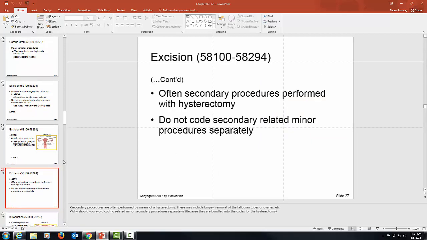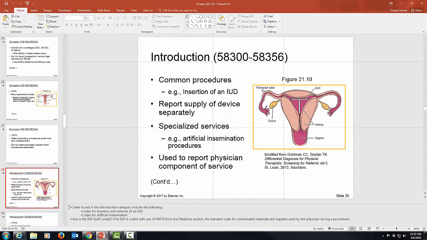Excision, these codes are continued. Often secondary procedures are performed with a hysterectomy, but you do not code secondary related minor procedures separately. Those are all included. Your introduction codes 58300 through 58356.